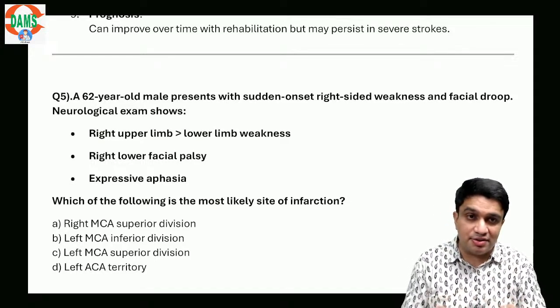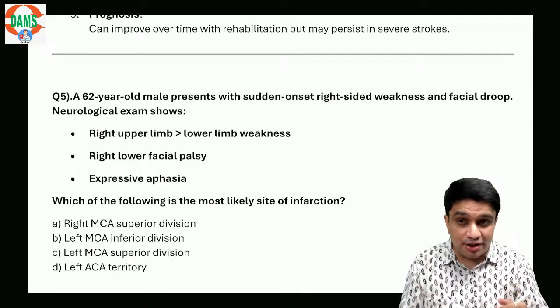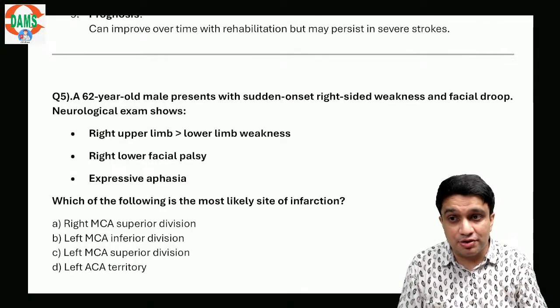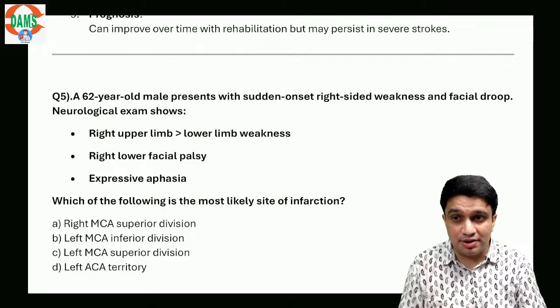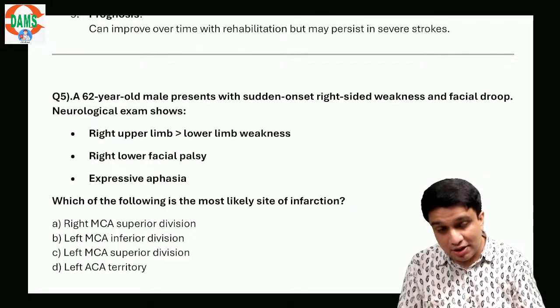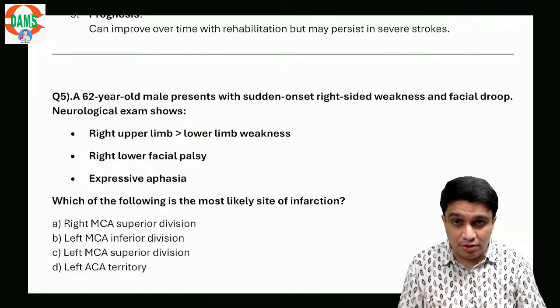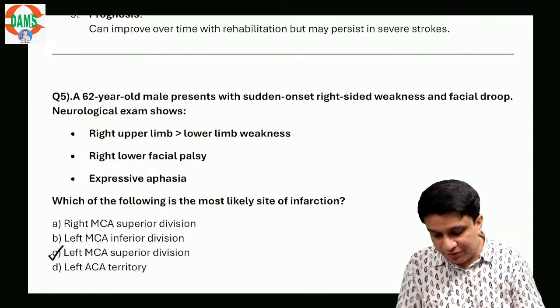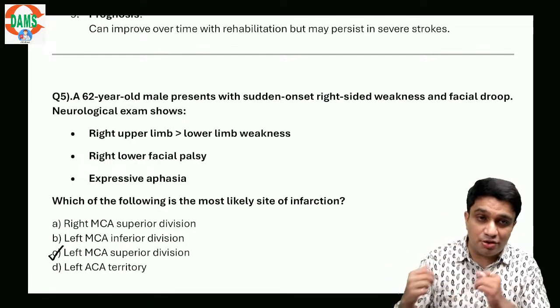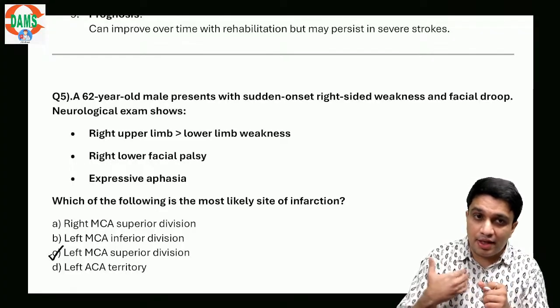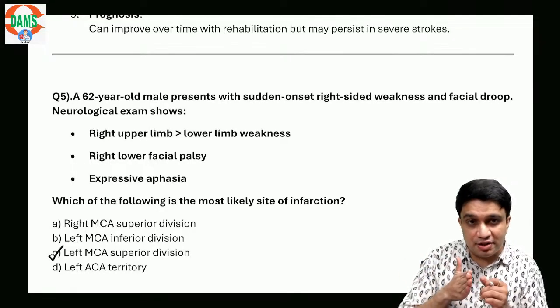How do you get the answer? Expressive, cannot talk properly. It's a patient of Broca's aphasia. Yes. If Broca's area is involved, the frontal lobe is involved. And we already know if aphasia is a symptom, the lesion has to be on the left side. And if the frontal lobe is involved, which artery is involved? Which part of the MCA is involved? The superior division.